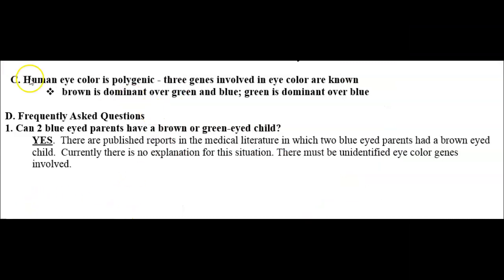Alright, here you need to know this. You need to know that eye color is polygenic, and you need to know the 3 genes involved that we know. We know that there are more. You need to know that brown is dominant over green and blue, and green is dominant over blue. So brown is dominant over green and blue. Green is dominant over blue.